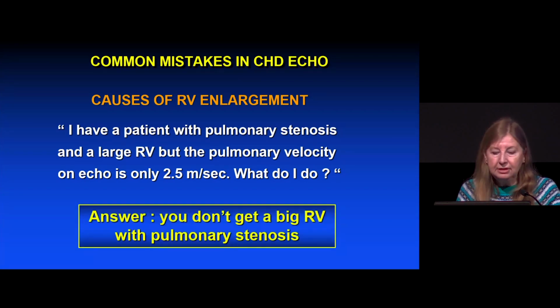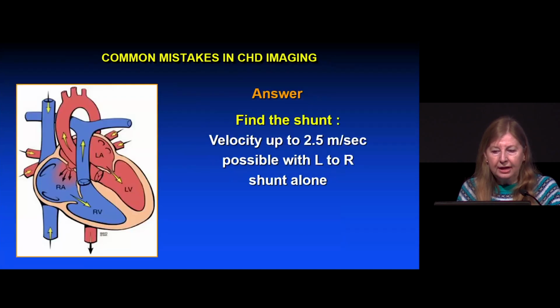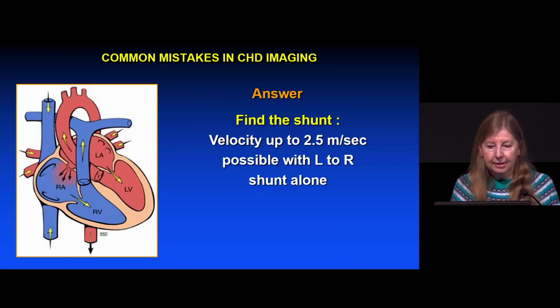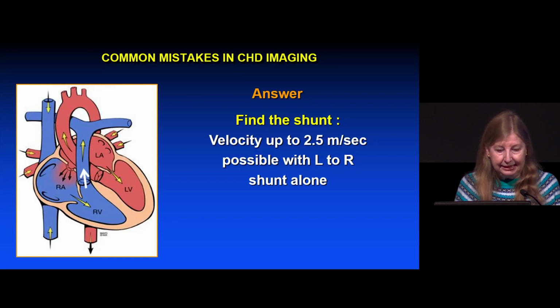And the answer is you never get a big RV with isolated pulmonary stenosis. You get hypertrophy, but you don't get a big RV. So why have you got a velocity of 2.5 meters a second? Because of a shunt. Here you see an example of an ASD, and of course the answer is that you get increased flow, as you see in that white arrow, out through the pulmonary artery simply because of the left to right shunt. So you get that velocity of 2.5 meters a second just because of the left to right shunt. It is not pulmonary stenosis.